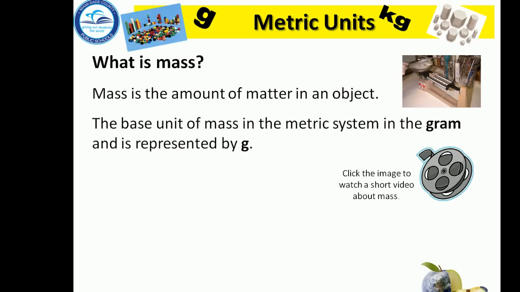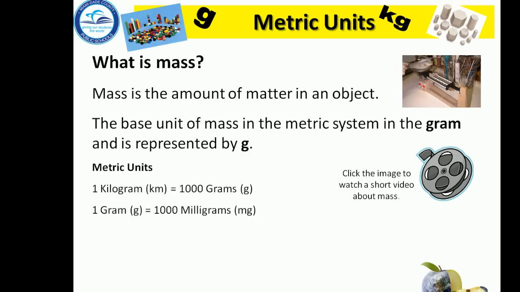So the base unit of mass is the gram, and then you'll notice they put the kilos or whatnot in the beginning of them. 1 kilogram equals 1,000 grams. 1 gram is 1,000 milligrams, and again, a gram is about the weight of a paper clip.